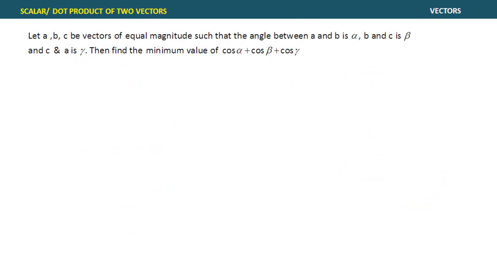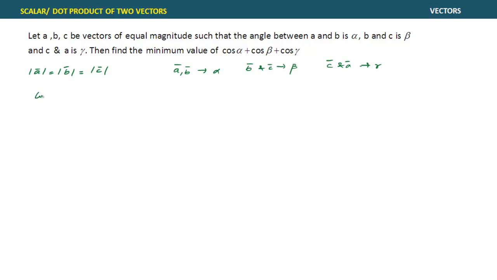It says A, B, C be vectors of equal magnitude so that the angle between them is given in pair. So the magnitude of all these vectors is equal, but we do not know the magnitude. We just know that they are equal. The angle between A and B vector is given to be alpha. Between B and C vector, it is given to be beta. And between C and A vector, following a cyclic order, it is given to be gamma. This is what is given to you. Now you need to find the minimum value of cos alpha plus cos beta plus cos gamma.